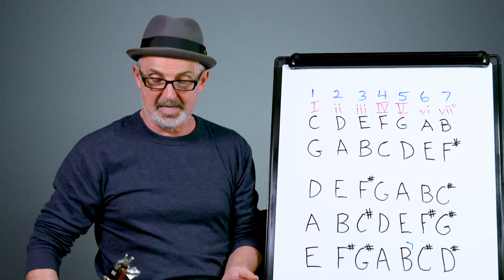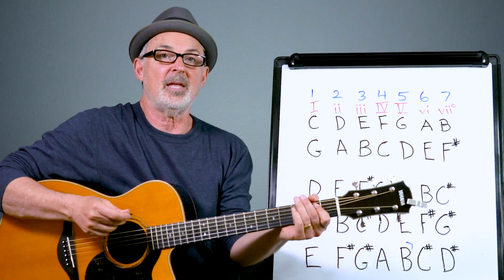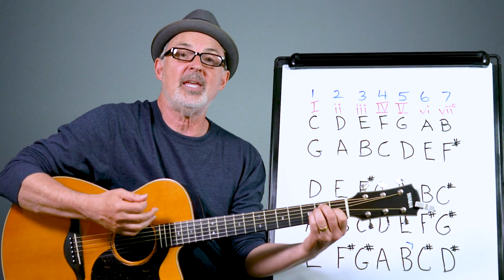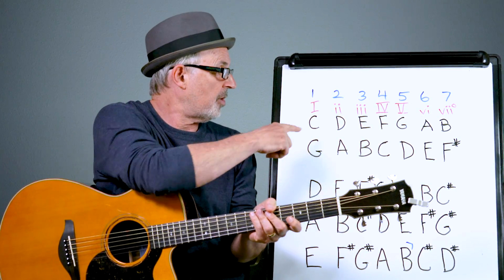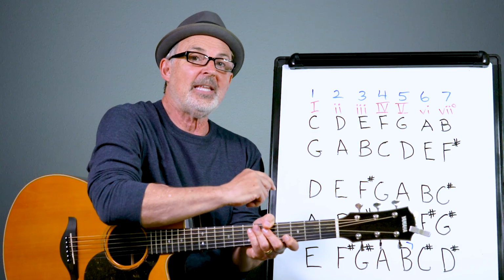Now, I want to give you an example with the guitar. First of all, a good way to practice this is to play the 1, 4, 5 chords in each of the keys. And I'm going to go in order, starting with C. By the way, there's a little pattern here. I'm going to point it out to you.